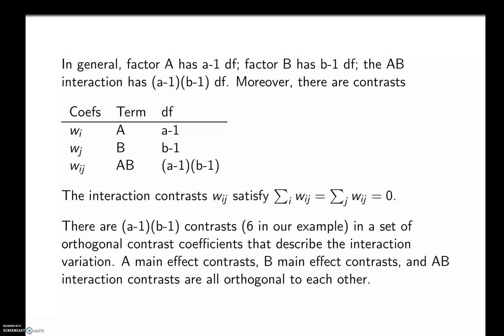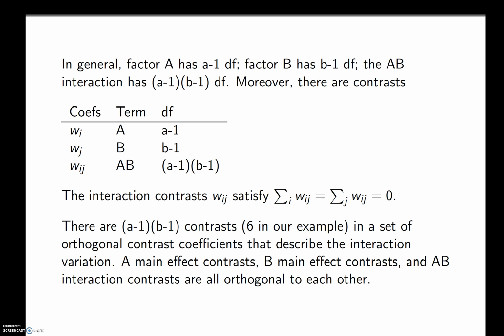And then our interaction constants need to satisfy more requirements. They don't just sum to 0 anymore. They need to sum to 0 across the levels for A, as in here, and across the levels for B. And both must hold. And then that leaves us with A minus 1 times B minus 1 contrasts. That would be 6 in our example, because remember A minus 1 would be 3, B minus 1 would be 2. So 3 times 2 gives you 6.